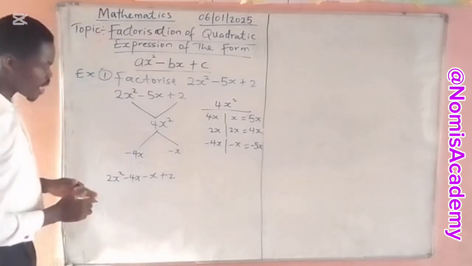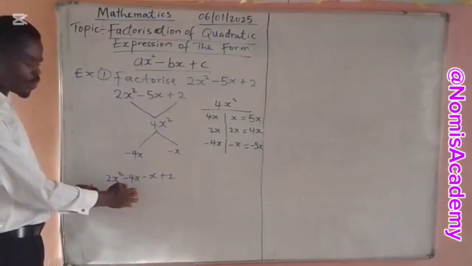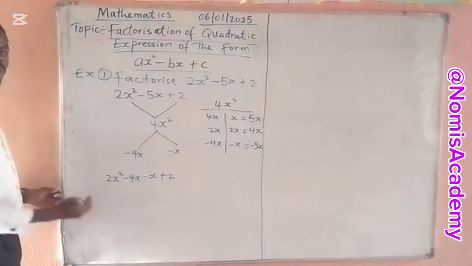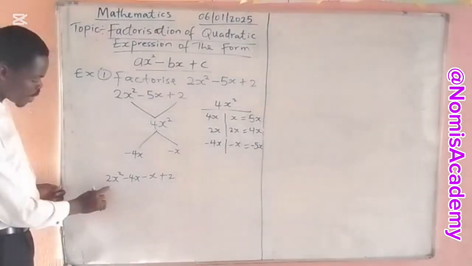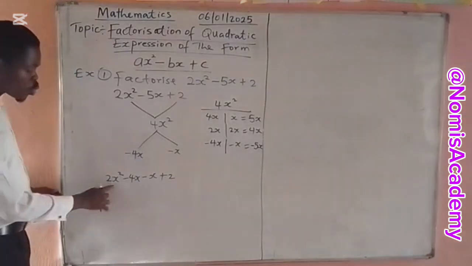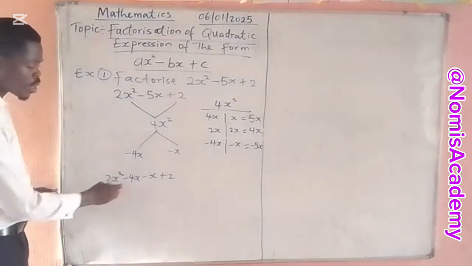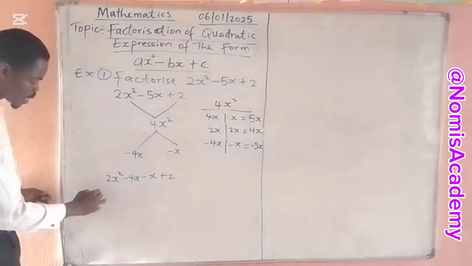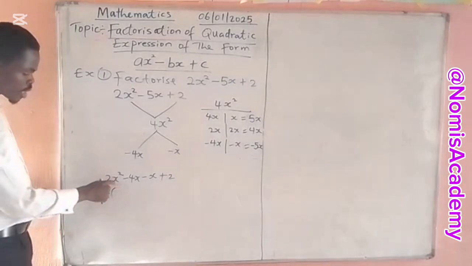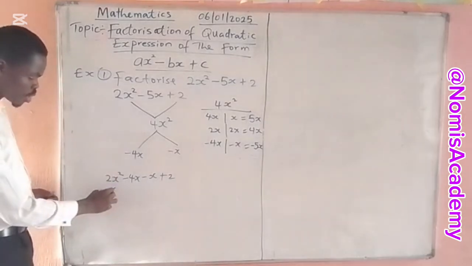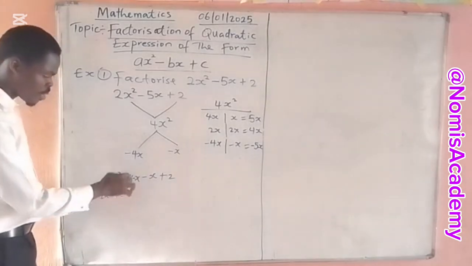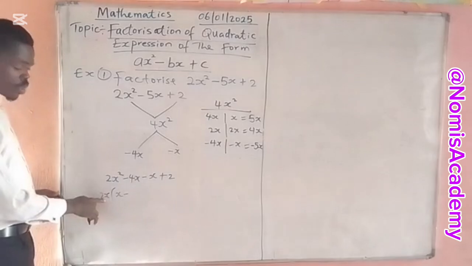Okay? Now the next thing to do is to pick the first two terms, that is the first and the second, and factor out what is common. When you look carefully at 2x squared and minus 4x, you will agree with me that 2x is common among the two. So I'm going to pick out my 2x and then enclose the remaining in the bracket. So 2x squared divided by 2x, I'll get what? x. 2x squared divided by 2x is x. Minus 4x divided by 2x will give me minus 2.